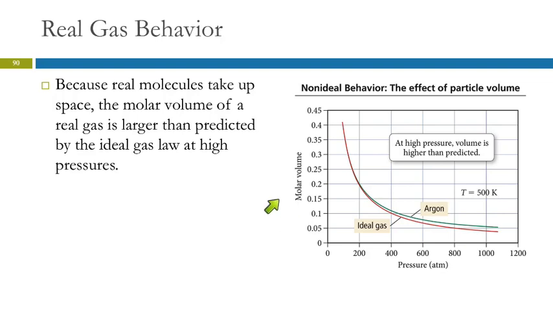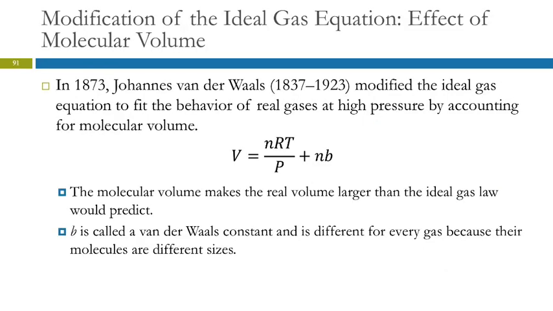So here we have molar volume versus pressure for an ideal gas in red and for argon in green. At low pressures, they're the same. But as the pressure increases, the deviation grows and argon's volume is higher than predicted because the volume of the argon atoms becomes significant. Does that make sense? I got one nod, so that's good. Nobody was shaking their head.